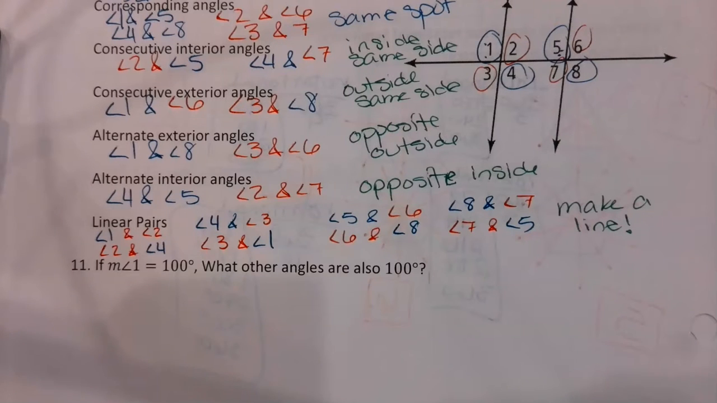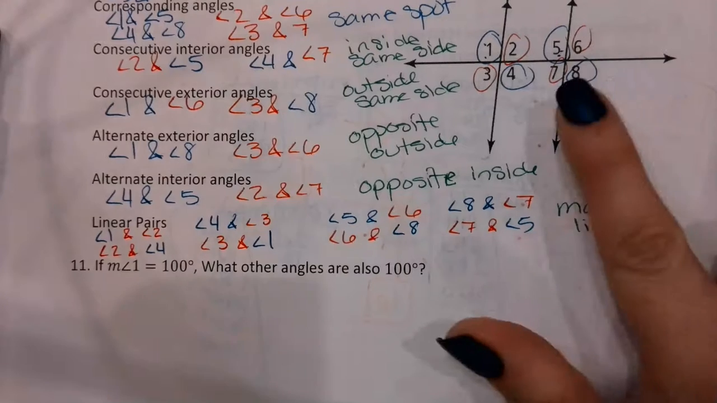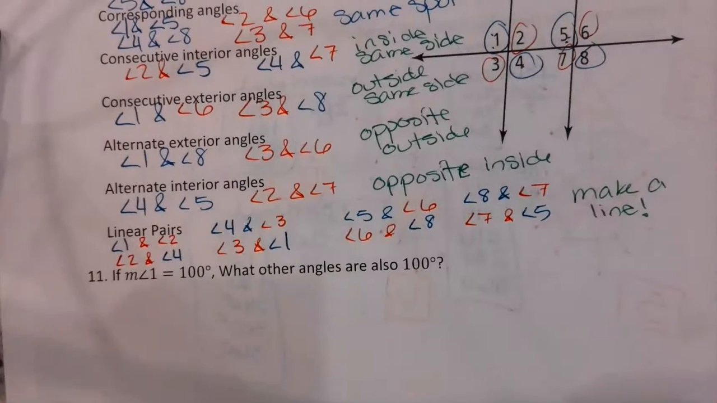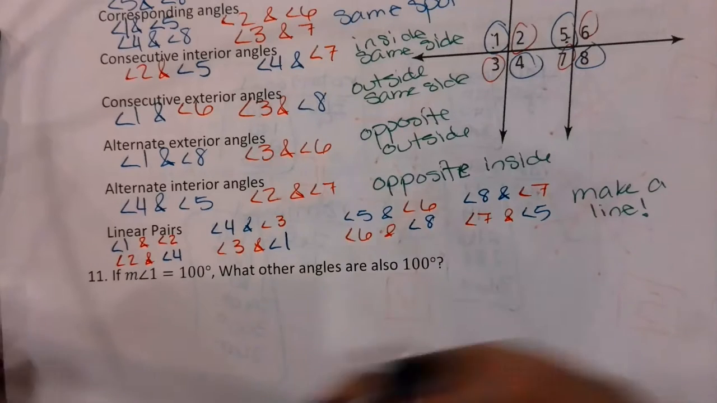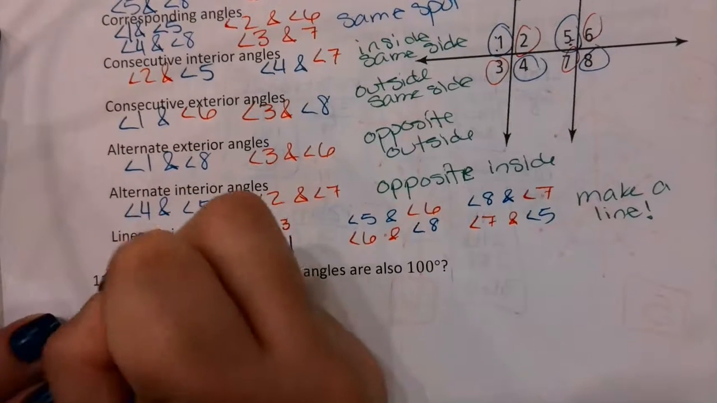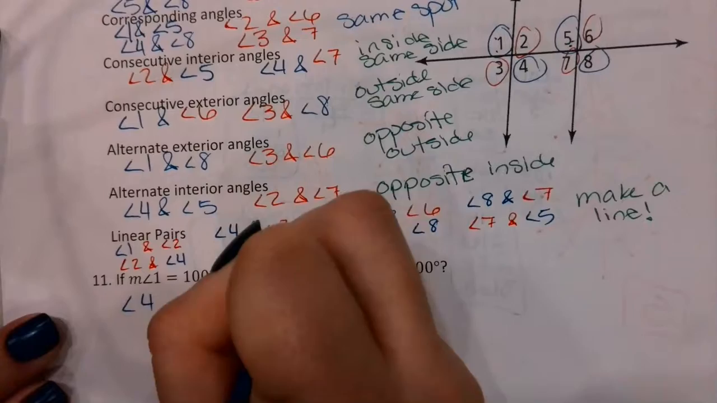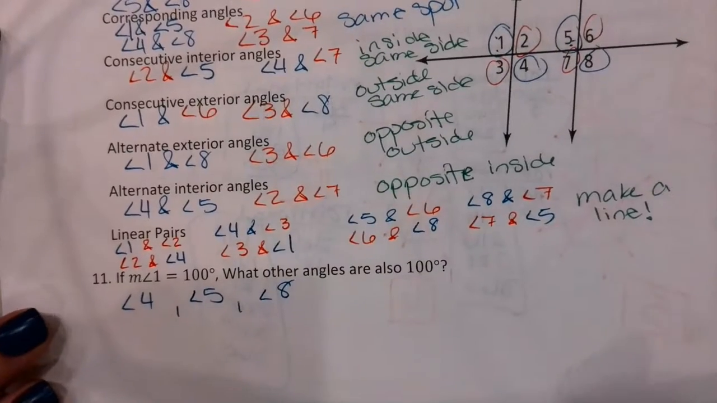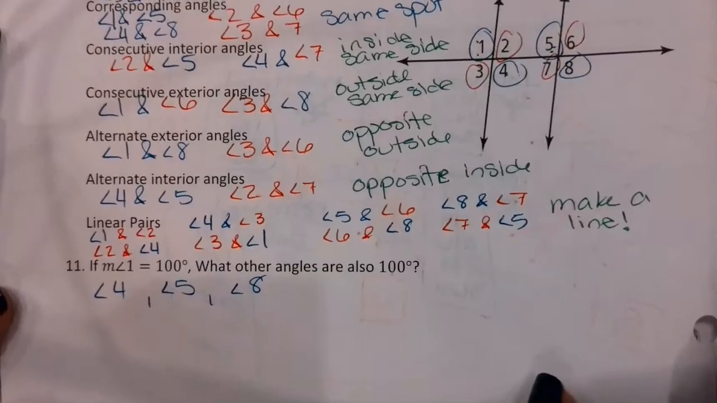Number 11 asks me if measure of angle 1 is 100, what other angles are also 100. So, looking at what I have circled up above, all I need to see is which other ones would also be blue. That would be angles 4, angle 5, and angle 8, because they are all congruent.